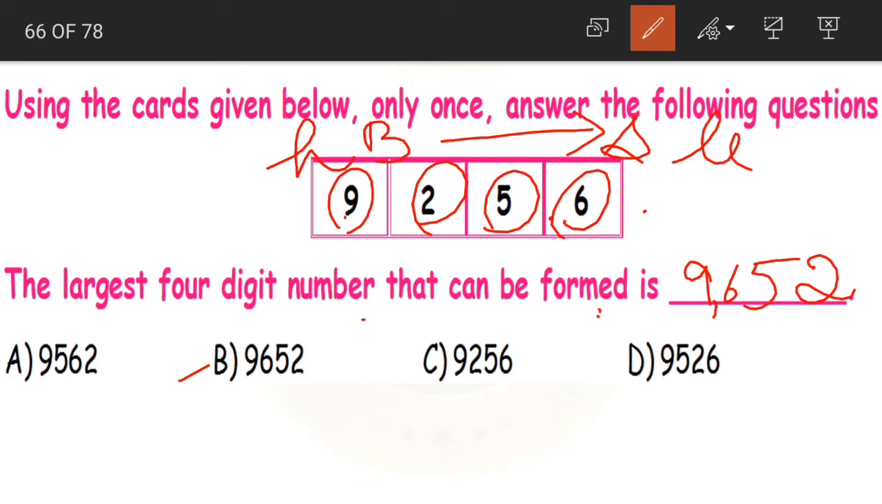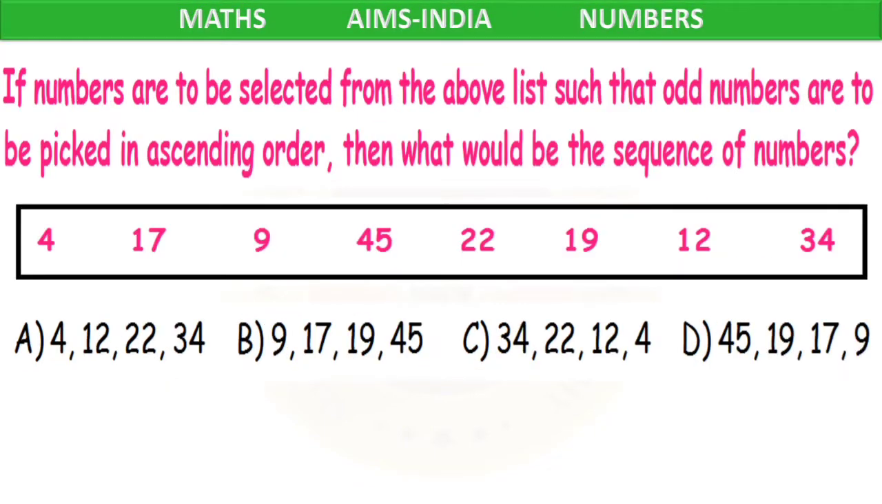9,652. That is which option? Option B. Okay. Next. If numbers are to be selected from the above list such that the odd numbers are to be picked in ascending order, then what would be the sequence of numbers?